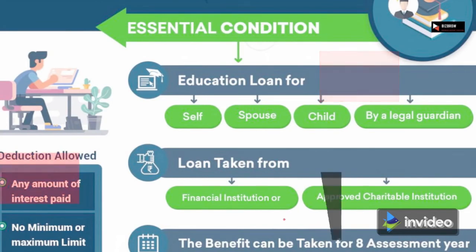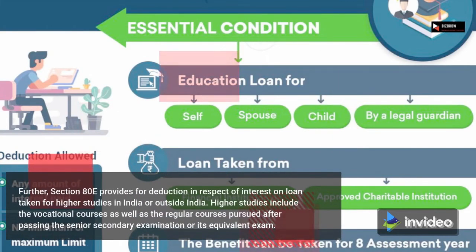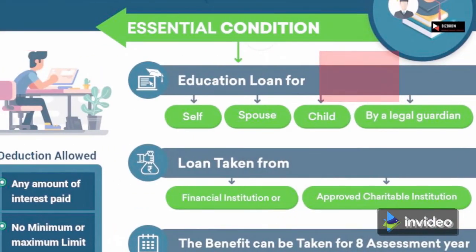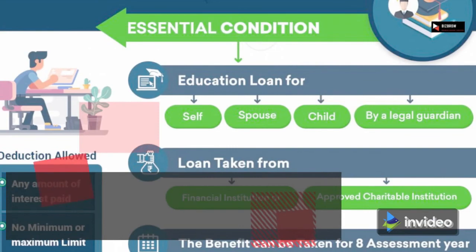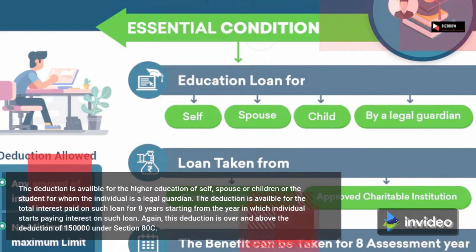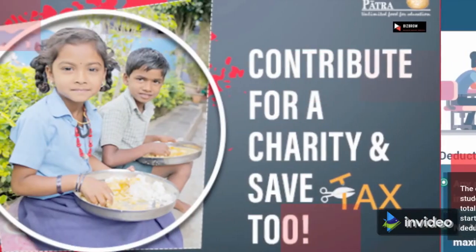Further, Section 80E provides for deduction in respect of interest on loan taken for higher studies in India or outside India. Higher studies include vocational courses as well as regular courses pursued after passing the senior secondary examination or its equivalent exam. The deduction is available for the higher education of self, spouse or children, or the student for whom the individual is a legal guardian. The deduction is available for the total interest paid on such loan for 8 years starting from the year in which the individual starts paying interest on such loan. Again, this deduction is over and above the deduction of 1,50,000 under Section 80C.